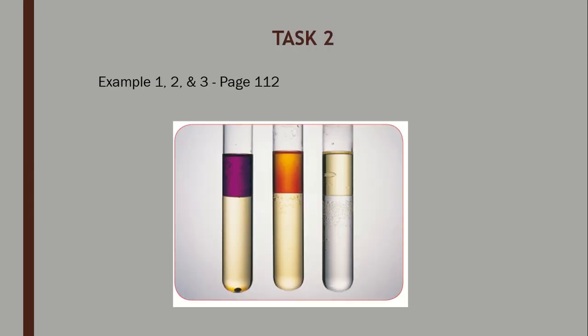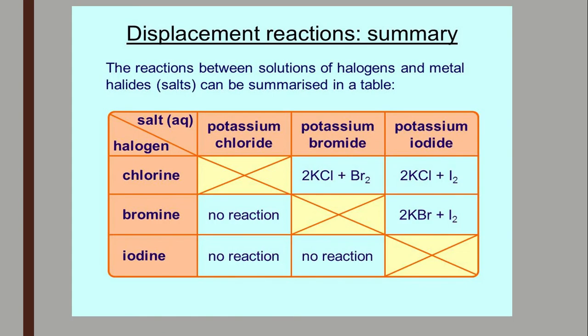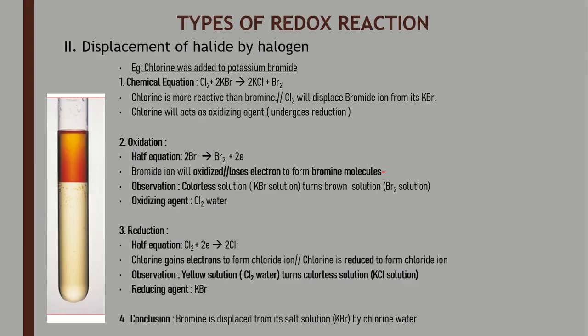Okay, so this is the second task in your book, Modul Alkimia, page 112, example 1, 2 and 3. So cikgu nak you explain menggunakan point seperti ini, ataupun you can write the table. Okay, it's up to you.